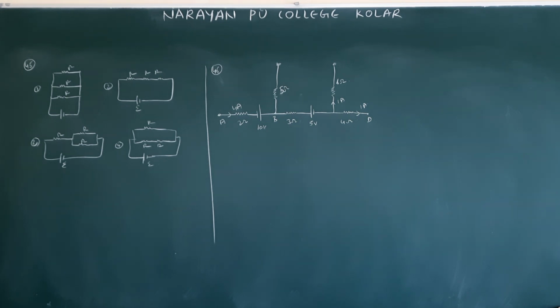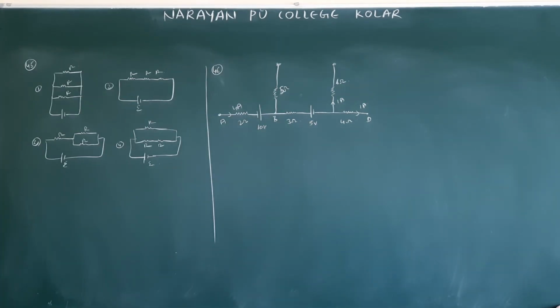See next, question number 43. 42 and 43 both will be the same. Already I gave the formula for 42, the same formula you have to apply for 43. A potentiometer wire of length 2 meters is connected in series with 200 ohms resistance and a 5 volts battery. The potential gradient is 0.5 volts per meter. The resistance of the potentiometer wire is asked. Okay, so this is the formula.